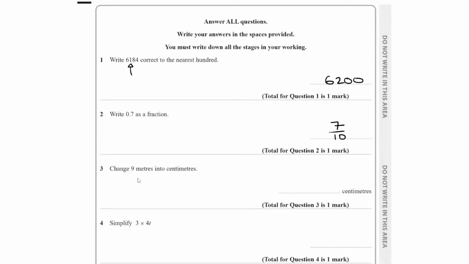Then at question 3, we've got change 9 meters into centimeters. So you do need to know this conversion, how many centimeters are in a meter. So 1 meter is 100 centimeters. We just have to have memorized that basically. So if we've got 9 meters, that's just 9 times the 100, isn't it? So that should be 900 centimeters. So that one you do have to have memorized.